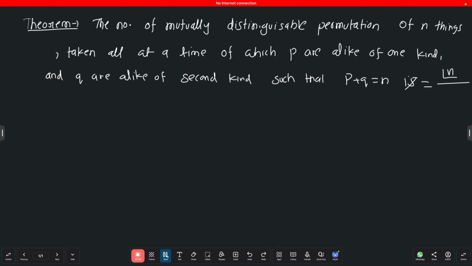P are alike and q are alike, it implies n factorial upon p factorial and q factorial. Now suppose p1 are alike, p2 are alike and some are distinct, then what will be the number of permutations? N factorial upon p factorial, q factorial. And if no repetition, then no problem. Let's do one problem.